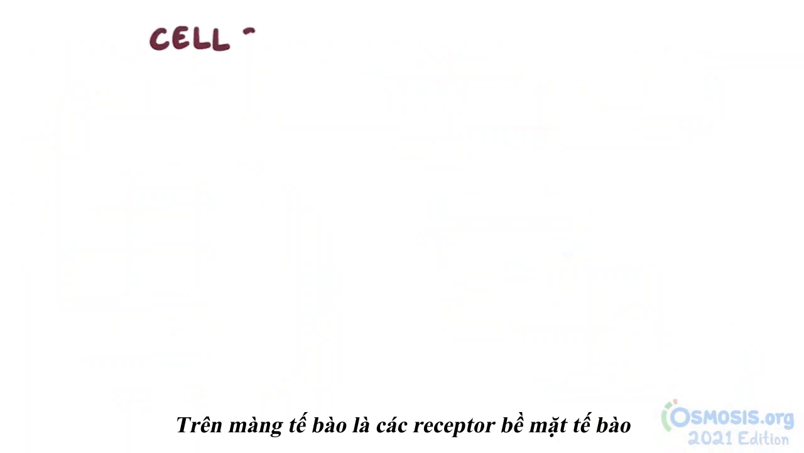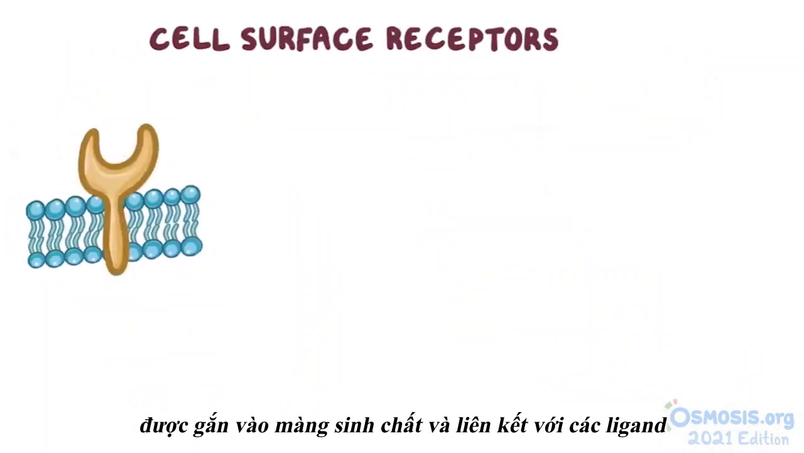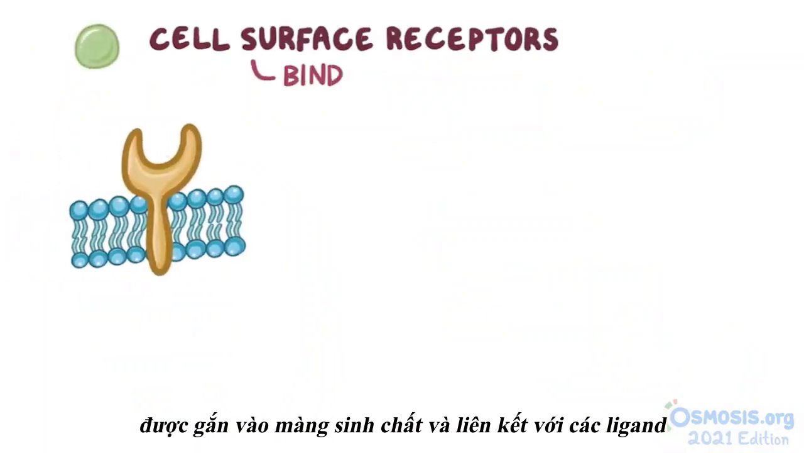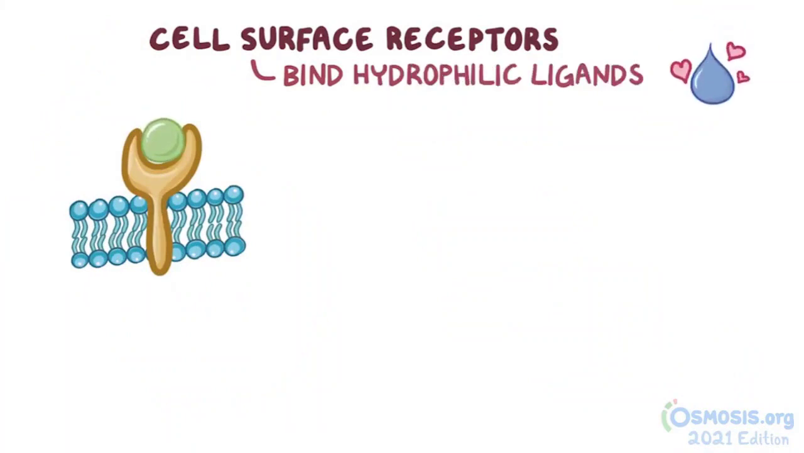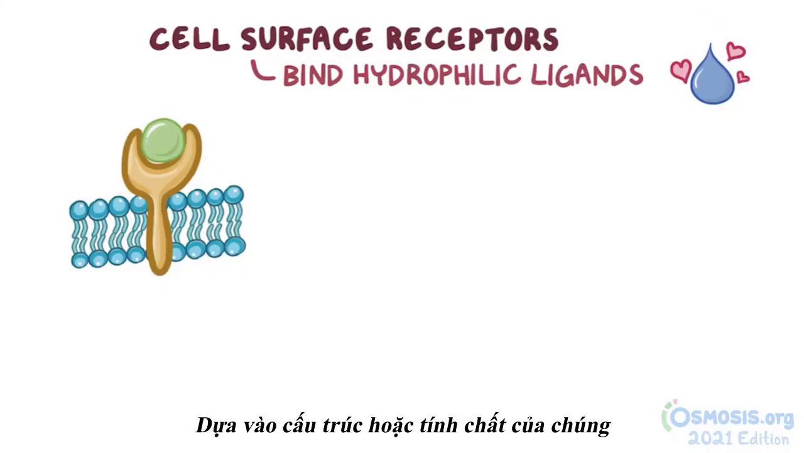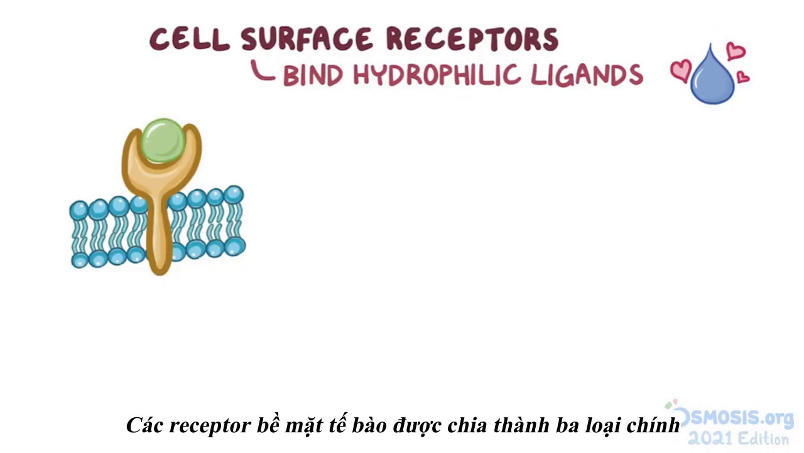On the cell membrane are cell surface receptors, which are embedded into the plasma membrane and bind to ligands too large or hydrophilic to pass through. Hydrophilic meaning water-loving. Based on their structure and properties, cell surface receptors fall into three main types.